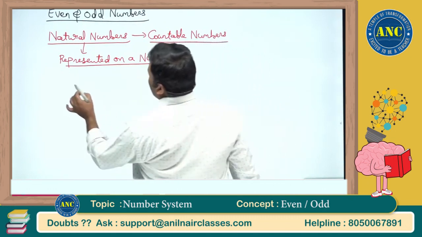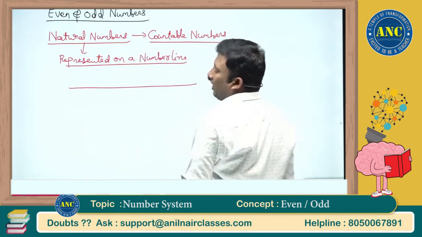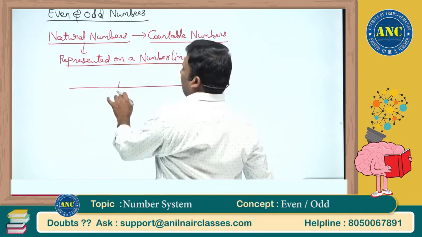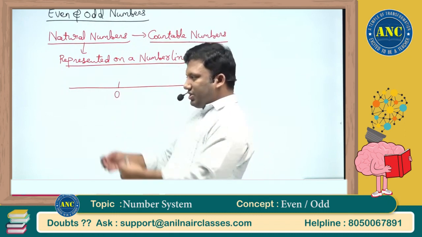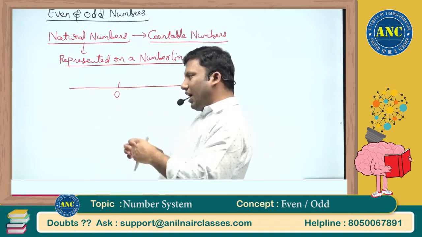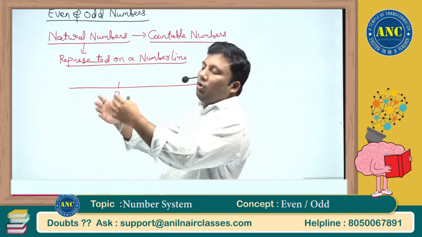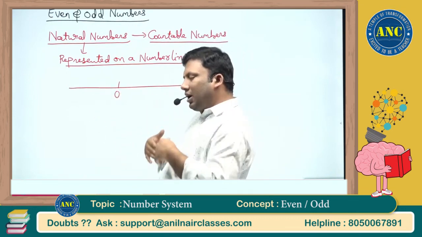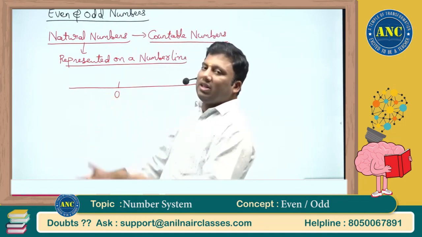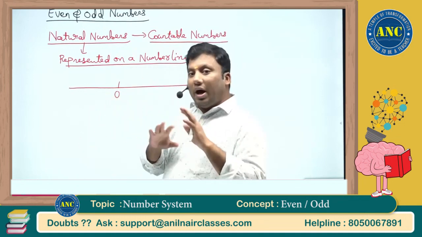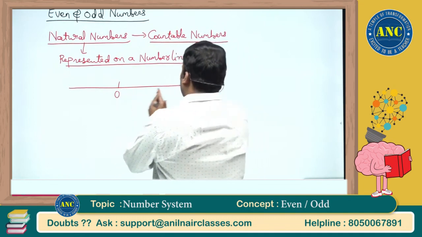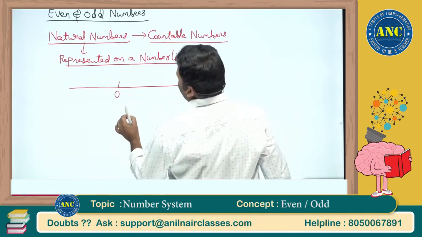Suppose I take a number line. There is a point where no number exists, that is 0. Or somebody gave me 2 apples and I gave back 2 apples: 2 minus 2 is 0, I don't need to give anything. Somebody gave me 100 rupees and I returned the 100 rupees. How much do I owe? I do not owe anything. That is called 0.